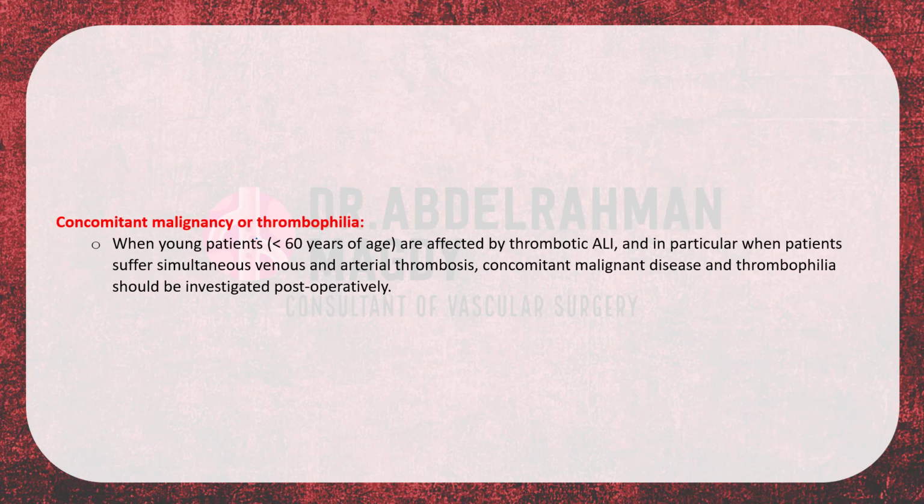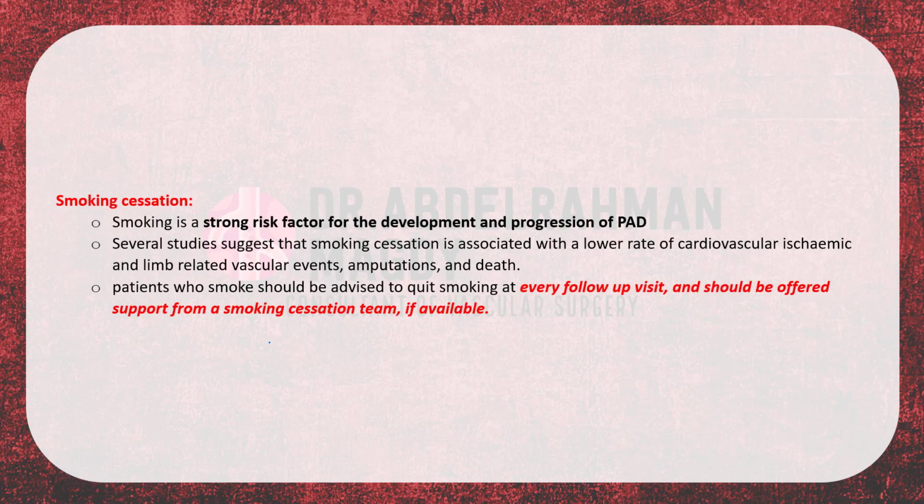What about a concomitant malignancy or thrombophilia? In any young patient less than 60 years of age affected by a thrombotic acute limb ischemia, and in particular when patients suffer simultaneous venous and arterial thrombosis, concomitant malignant disease and/or thrombophilia should be investigated post-operatively. So treat the acute condition first. Then if the patient has these criteria, he is young, the pathology is thrombotic, he has a history of both venous and arterial affection, please search for thrombophilia or malignant disease.